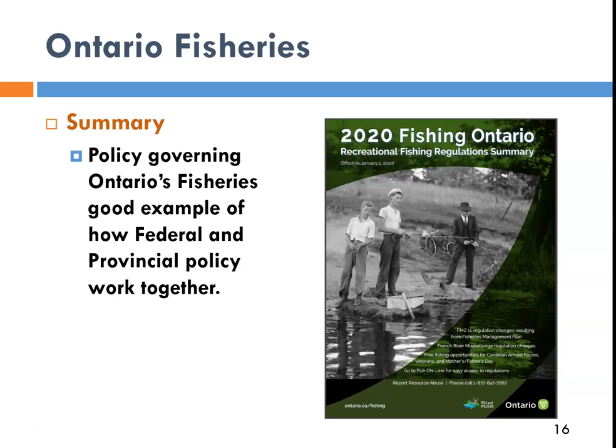So this ends the first video. Takeaway from this is I do want you to be able to describe the relationship that is happening between the federal and provincial policies. So think about the framework that the federal legislation and regulations are providing and what sorts of things that the provincial governments can do and how they are conveying that information through the recreational fishing regulations summary on an annual basis.